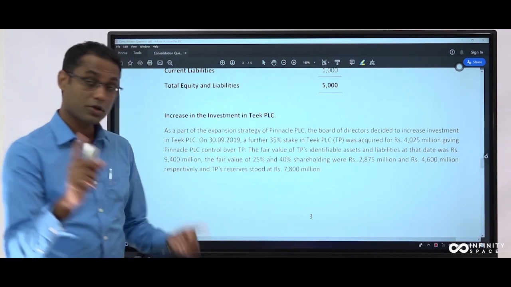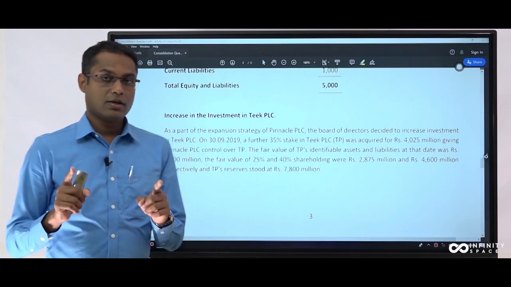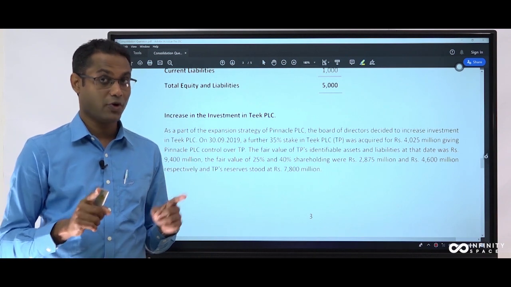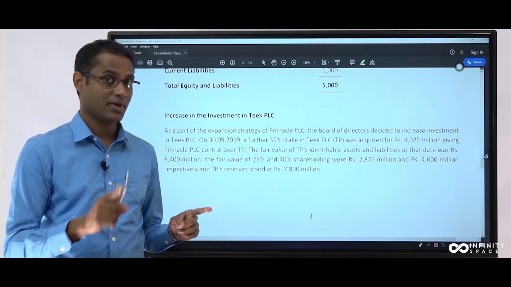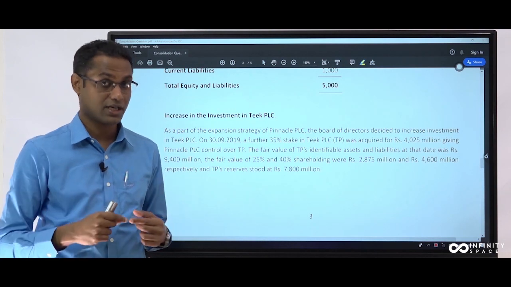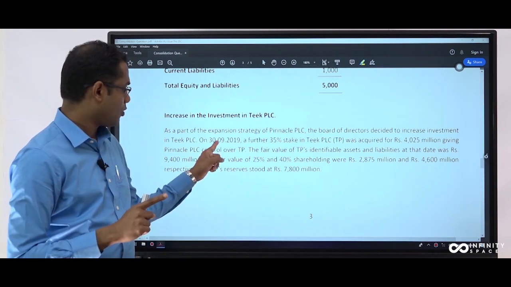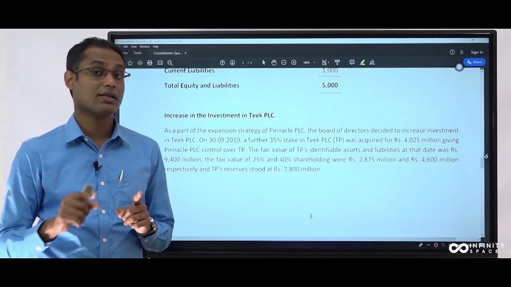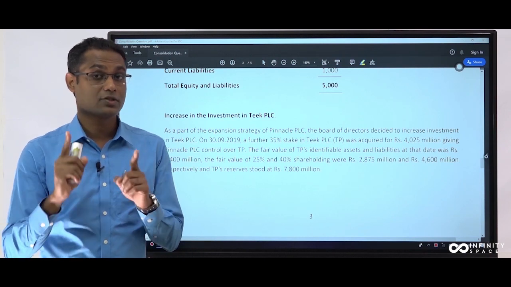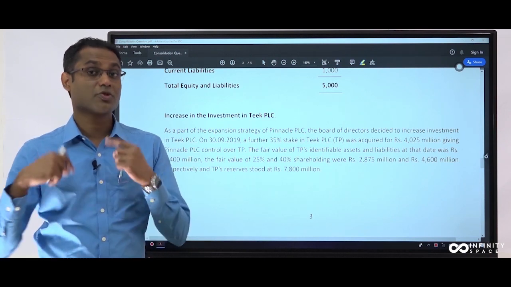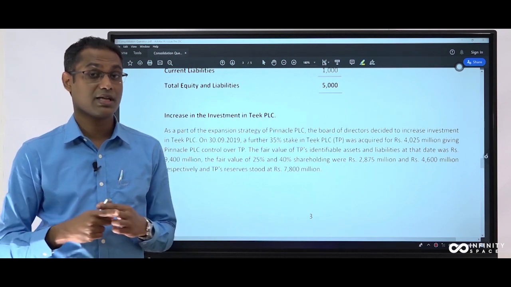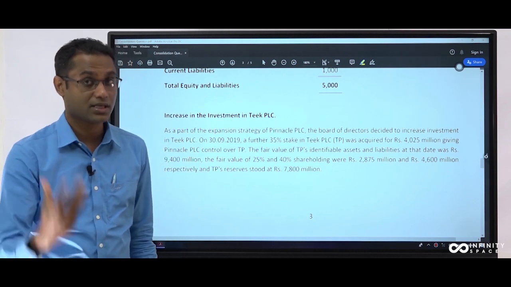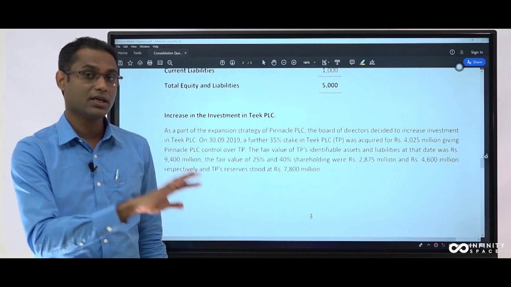Also, one more piece of information: for 9 months of the current financial year, Teak PLC is an associate. You have to equity account during the first 9 months in the income statement as well as in the statement of financial position. Then from 30th September 2019 onwards, up until the year end, 31st December 2019, it has to be accounted for as a subsidiary. You have to time apportion and consolidate the income and expenses of Teak PLC for 3 months. The first 9 months it has to be equity accounted.